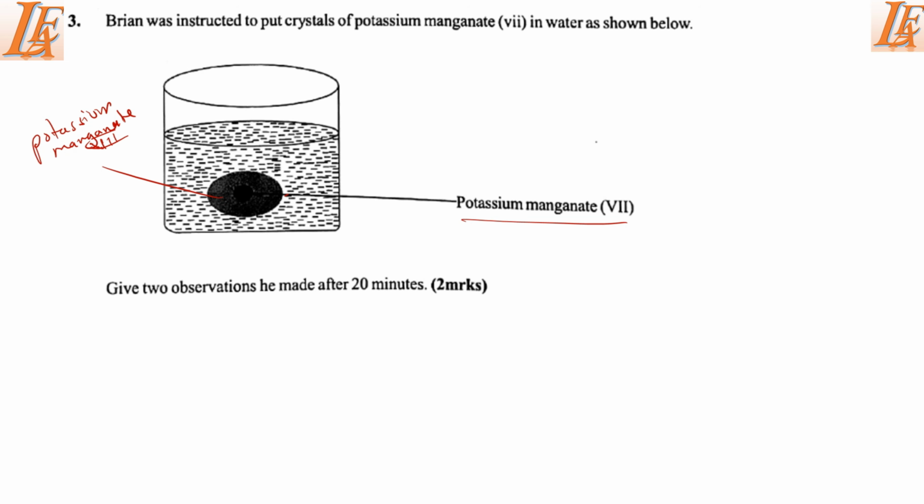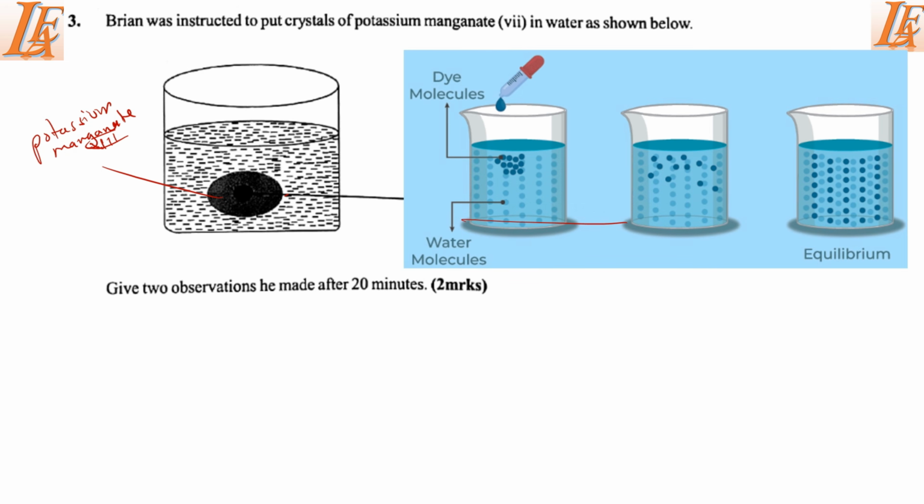So before we look at the observation that he made, I want us to look at this setup. So here we have a beaker with a dye. Remember, potassium manganate 7 is purple in color, and any color we call a dye. If you put that color here, then you have water molecules in this beaker. What you realize after some time, these purple particles or color will spread throughout this container. It will start spreading downwards. Then after some time, it will spread throughout until the water is purple in color. So at that point, we say it's at equilibrium.